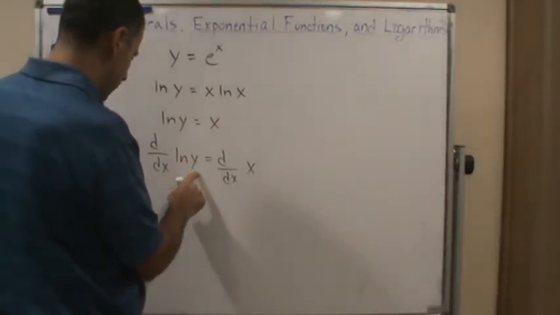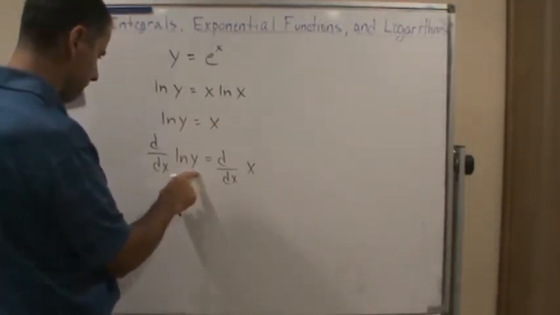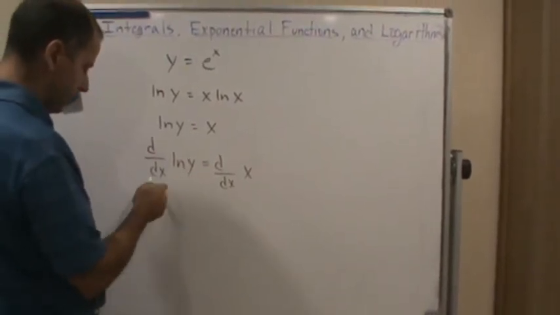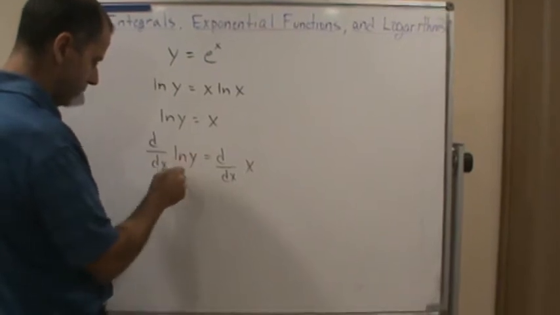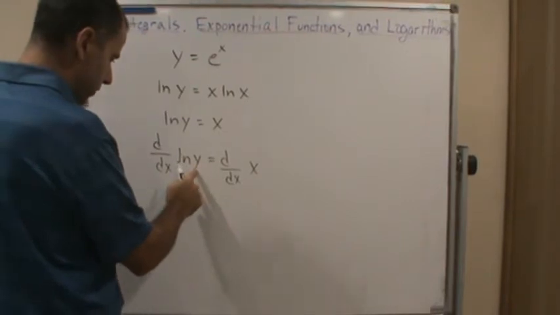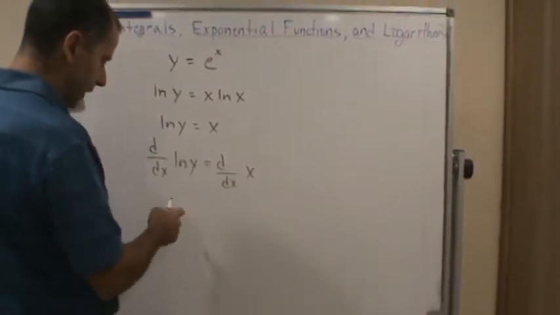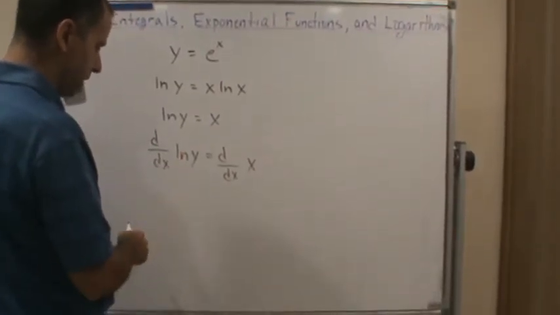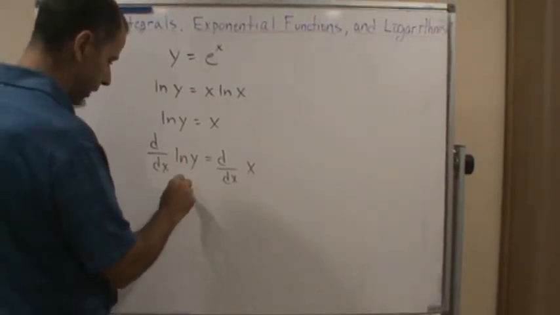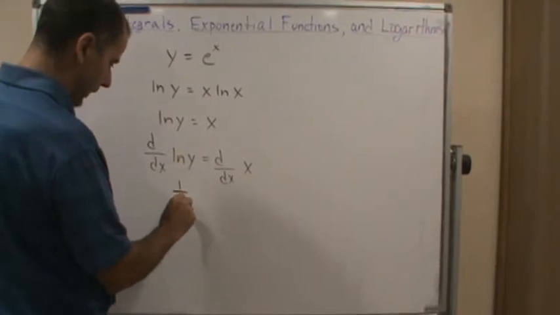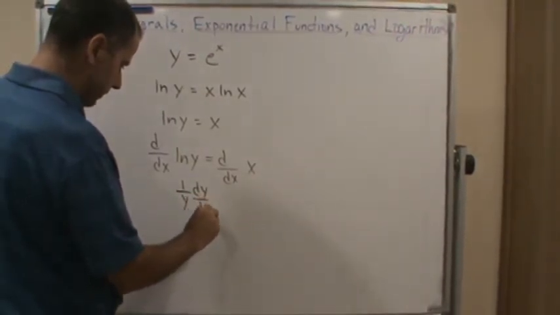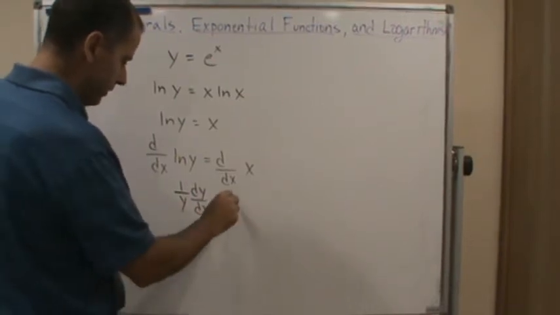So now what happens here? Well, this side is going to be implicit. So this means that I'm going to take this function of y, so the inside function is y. The derivative of the inside function is just going to be dy dx, and the derivative of the outside function is going to be 1 over y. So we're going to get 1 over y dy dx, and this is going to give us 1.